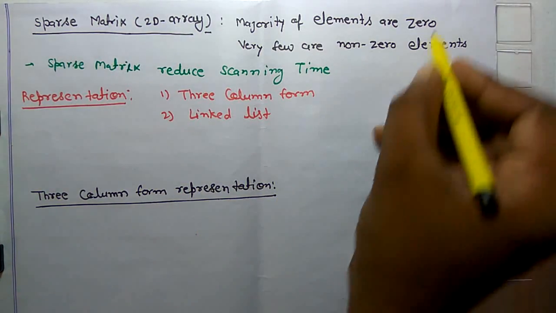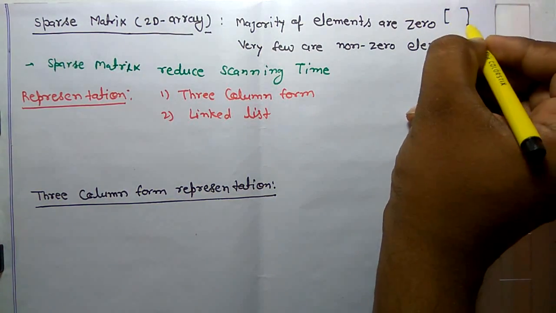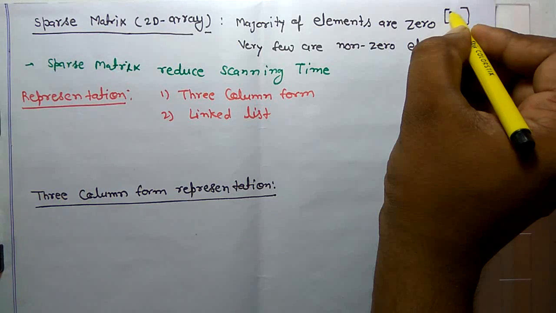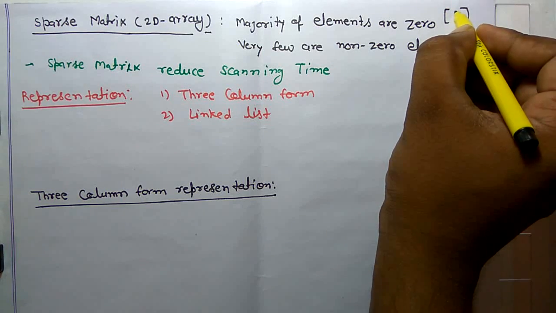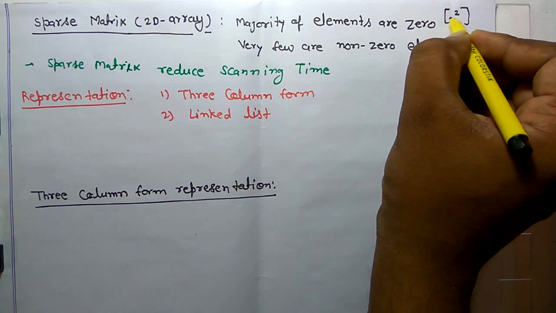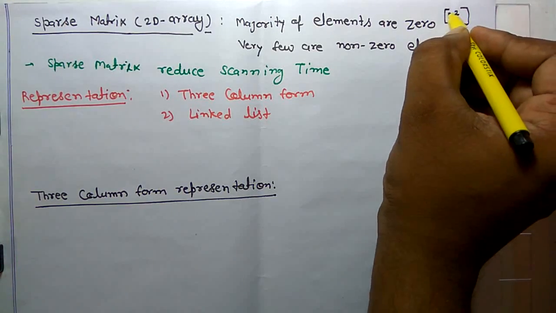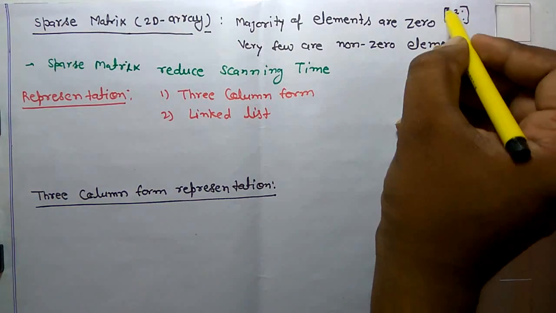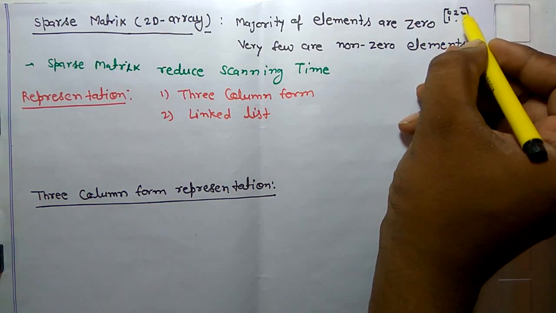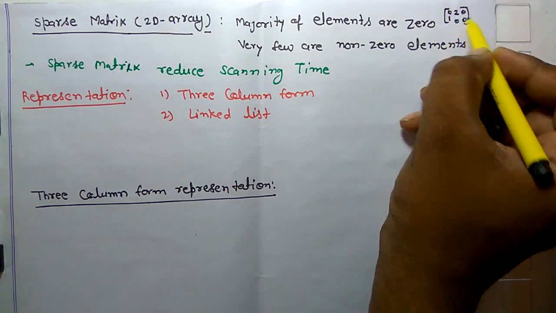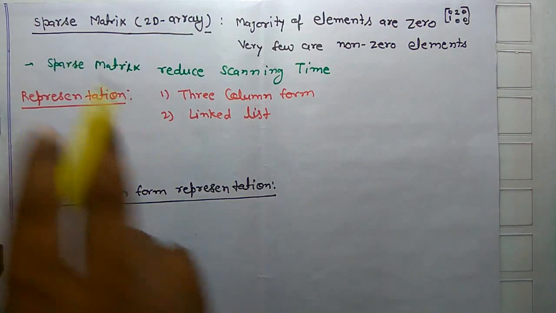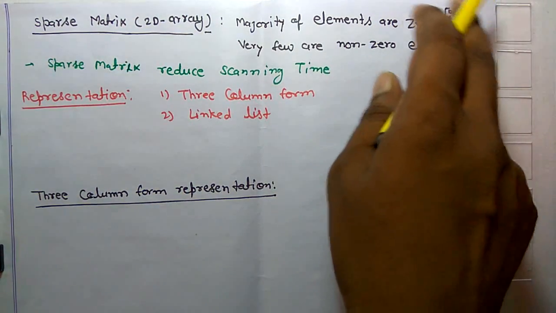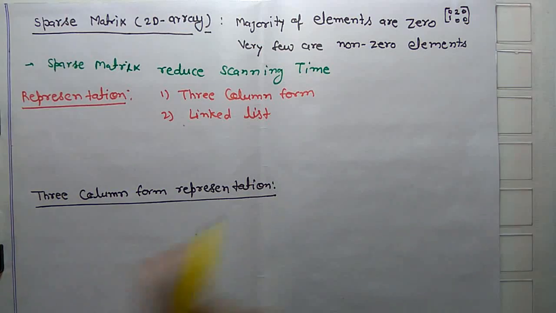It means if there is a matrix, for example, 2 rows and 3 columns, and only 2 values are there and the remaining are blank, this vacant place is filled with 0. So in a sparse matrix, the majority of values are 0, and the non-zero values we have to consider.